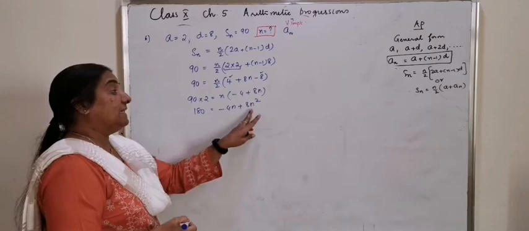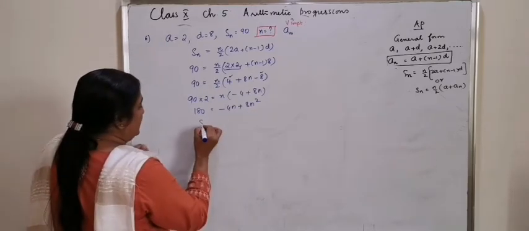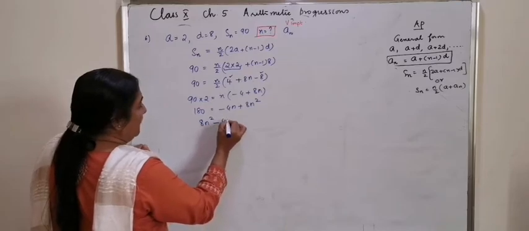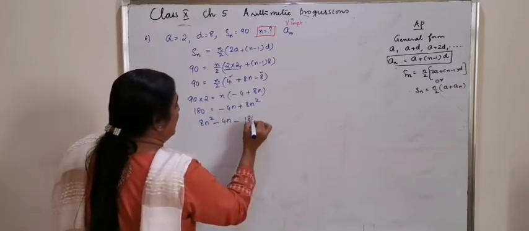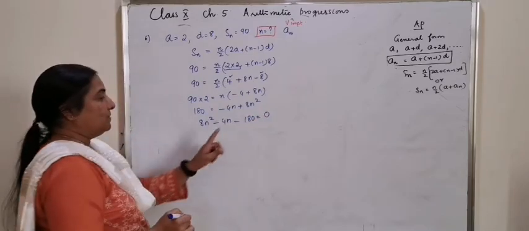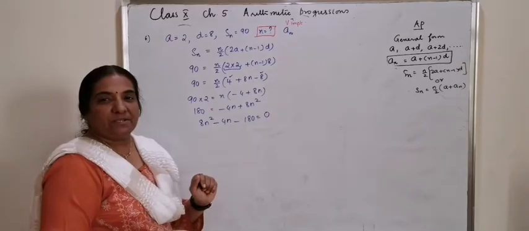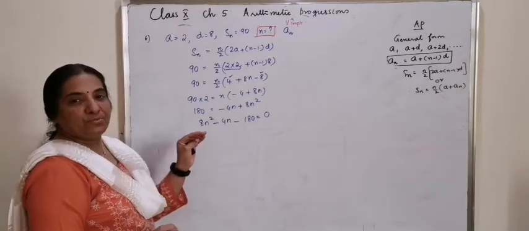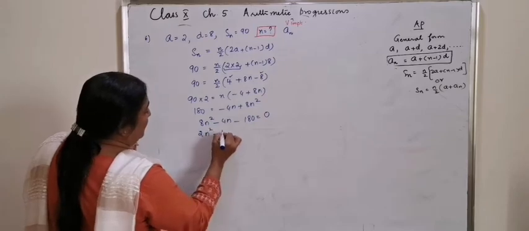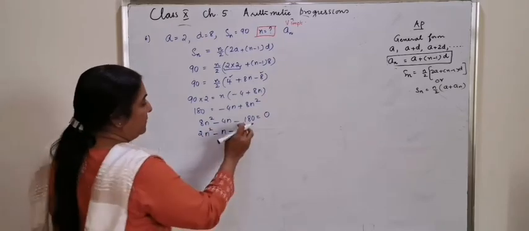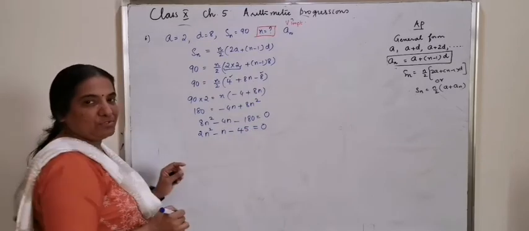Now you are getting a quadratic equation in n. That means it is 8n square minus 4n minus 180 is equal to 0. 8n square minus 4n minus 180 is equal to 0. Reduce with 4. That means 2n square minus n minus 45 is equal to 0, since 4 4s are 16 and 45.